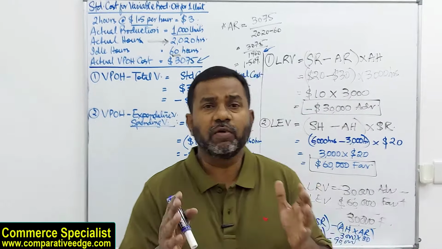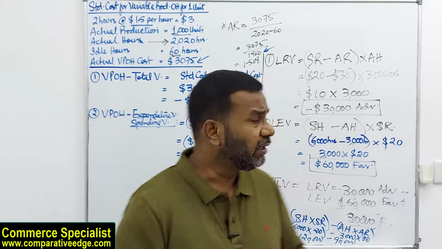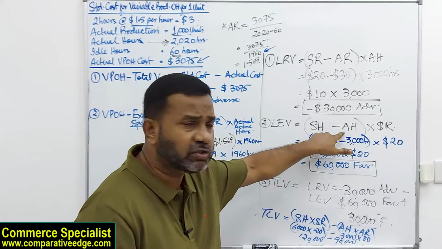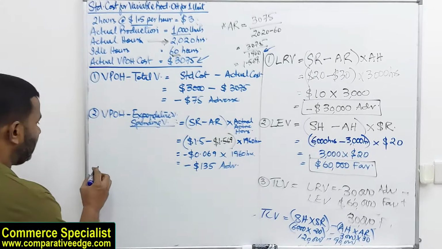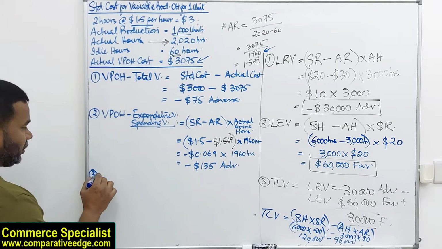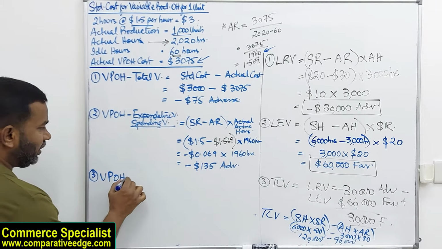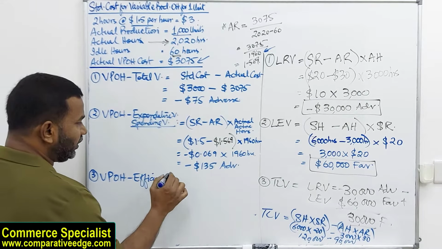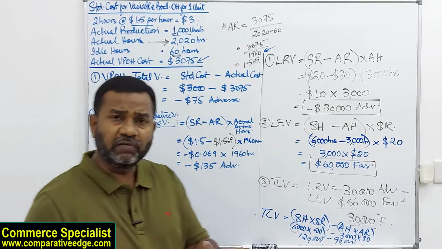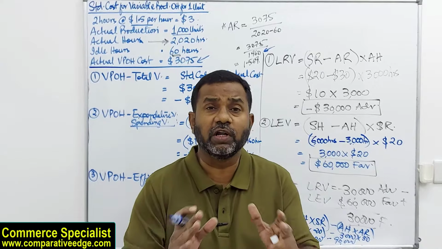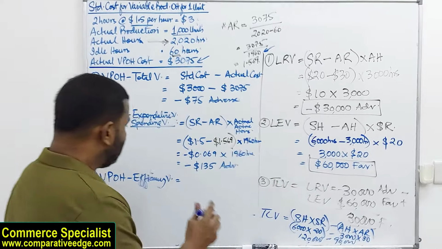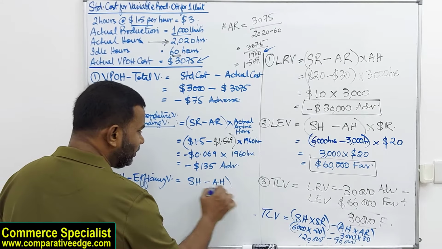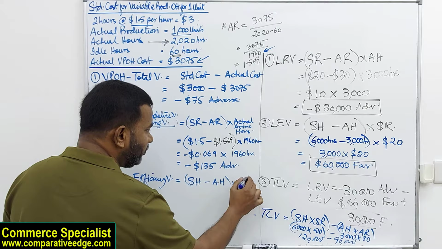The third variance for variable production overhead is very similar to labor efficiency variance. That's why I didn't rub this. Look at the formula, standard hours minus actual hours. Here also, the third variance, which is variable production overhead efficiency variance. Efficiency variance. And I told you, whenever we're talking about efficiency, we're talking about number of hours. So formula is standard hours minus actual hours into standard rate per hour.